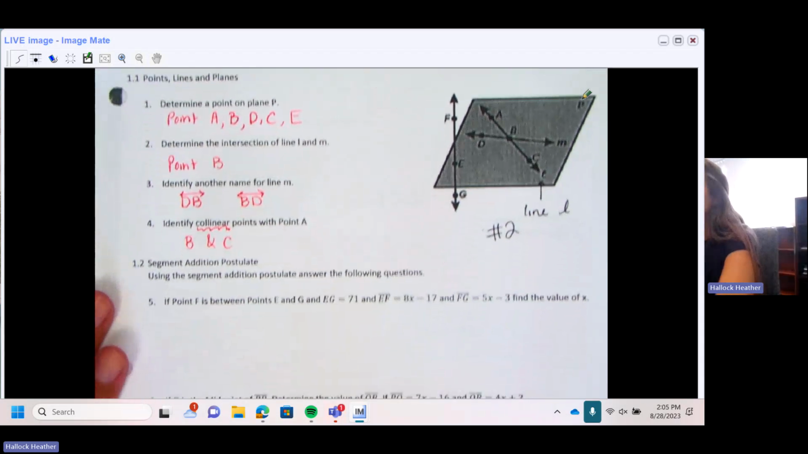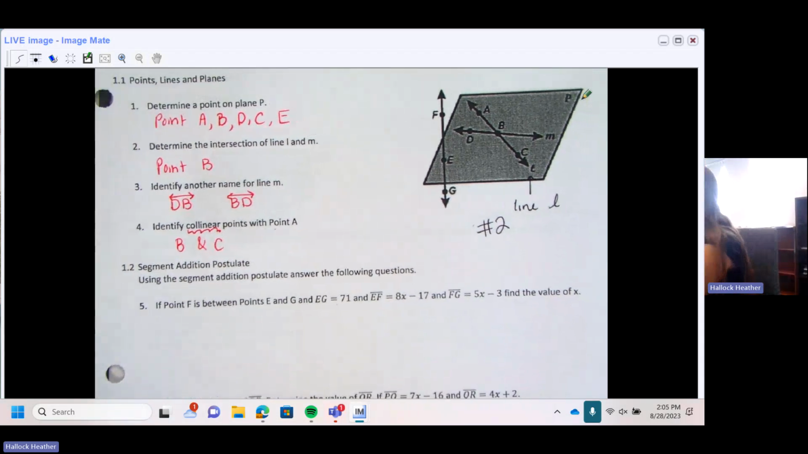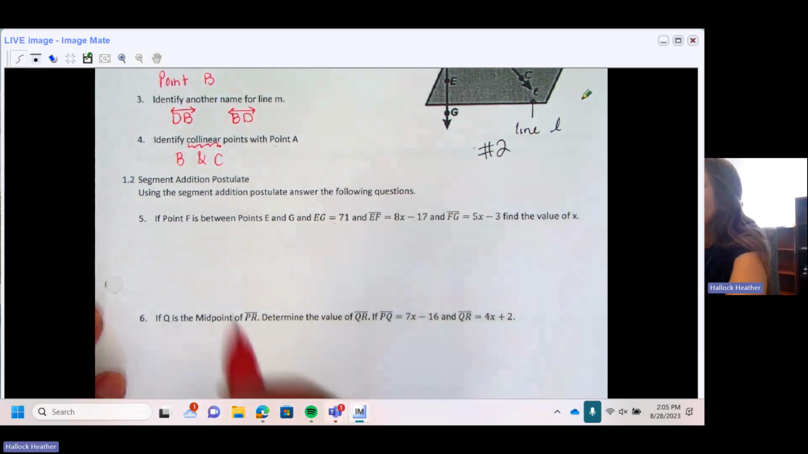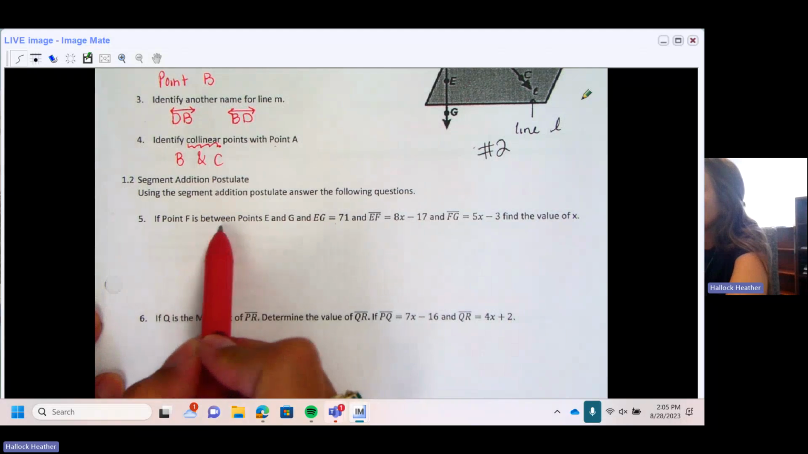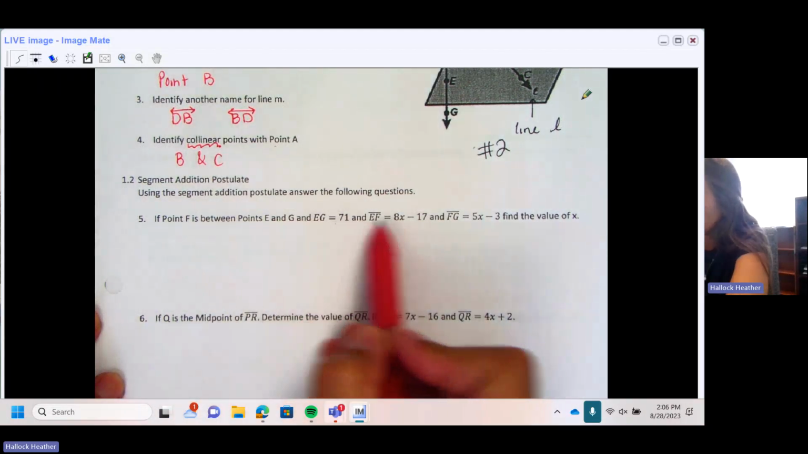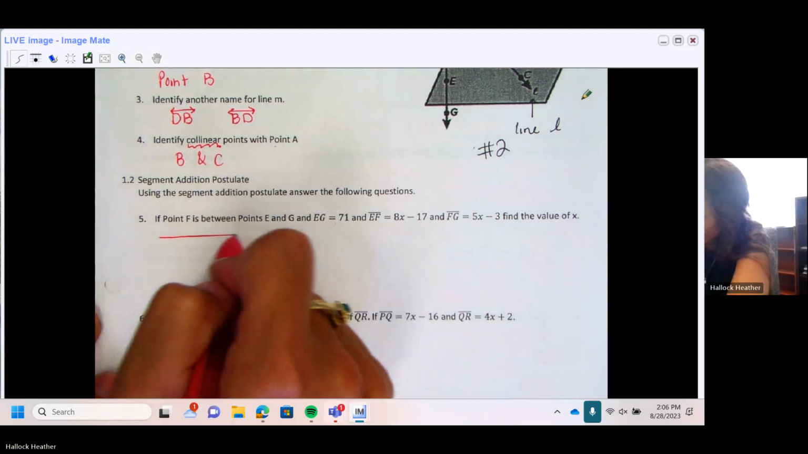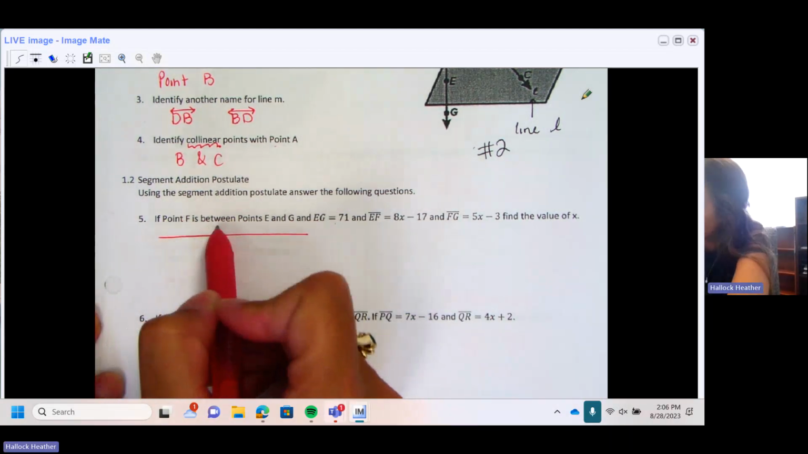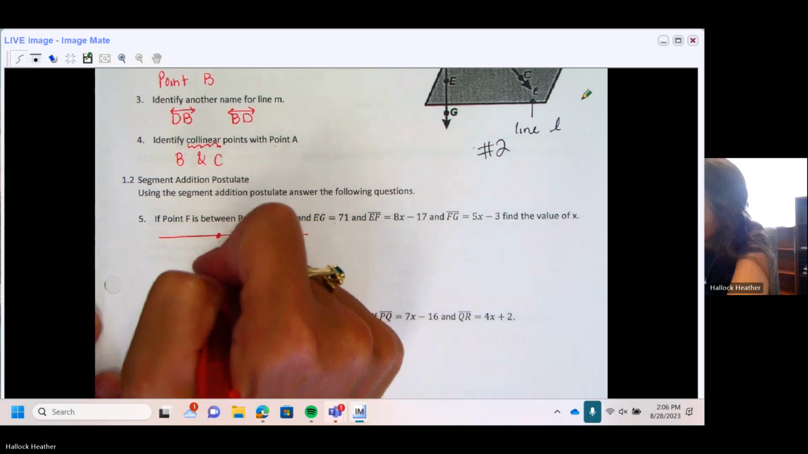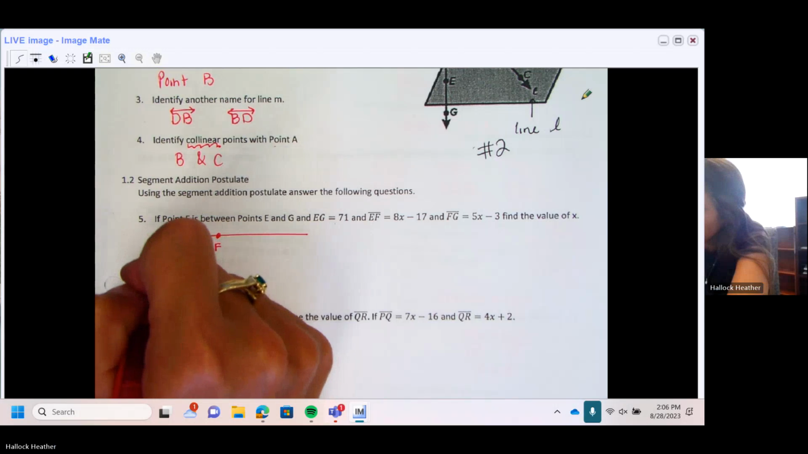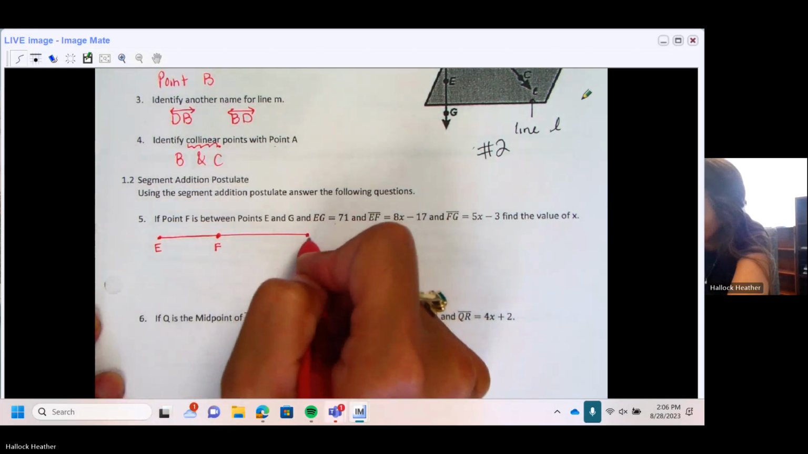Now we're going to get into segment addition postulate. For these, you're going to want to draw a picture since the picture is not given. So it says if point F is between E and G. I wouldn't even read the rest of this. I would draw a picture of this. So if I draw a picture, F is between E and G. So I'll put E over here and G over here.